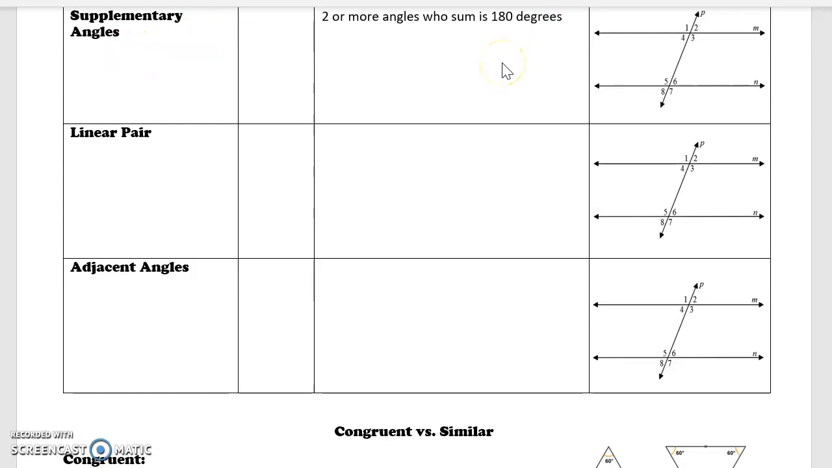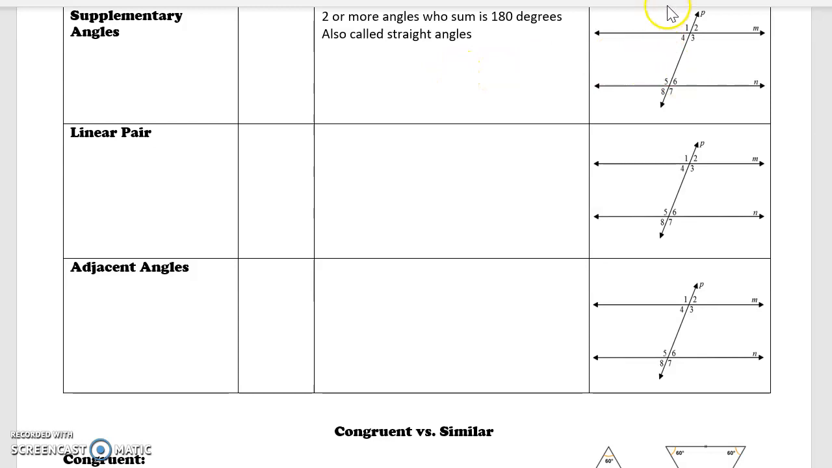So that's supplementary angles. When we're looking, what two angles can we say is 180 degrees? We also call supplementary angles what type of angles? Pause, see if you can think of what we also call them. Supplementary angles are also called straight angles because when you put them together, they make a straight line, and that straight line is also called a straight angle.